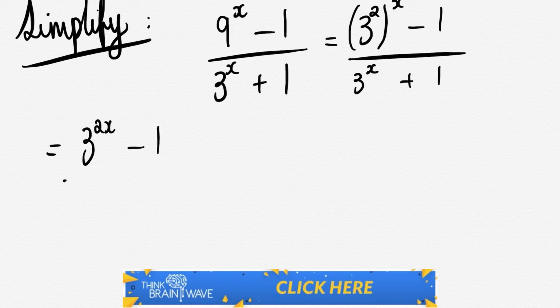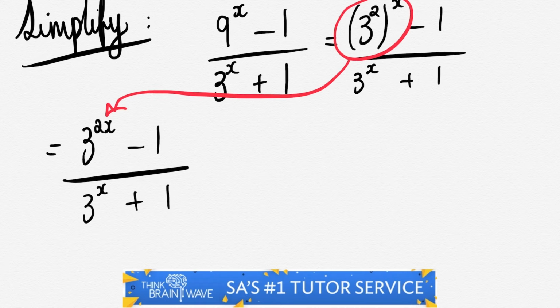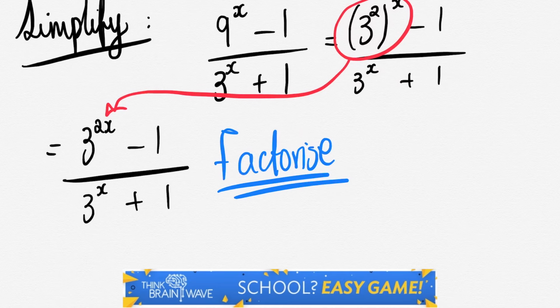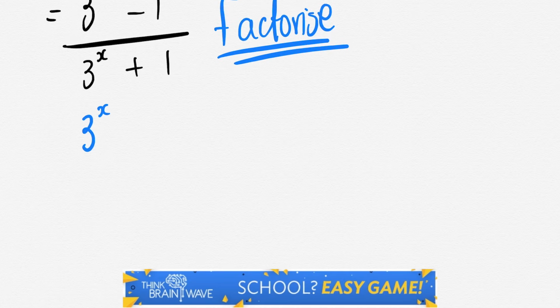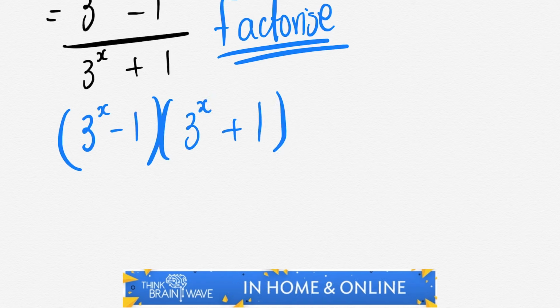We carry it down, we say 3 to the 2x minus 1 over 3 to the power of x plus 1. We can notice now that there's a difference of squares. That 2 and the negative 1 make a difference of squares. So now let's factorize. We say 3 to the x minus 1 times by 3 to the x plus 1. That's a simple rule for difference of squares.